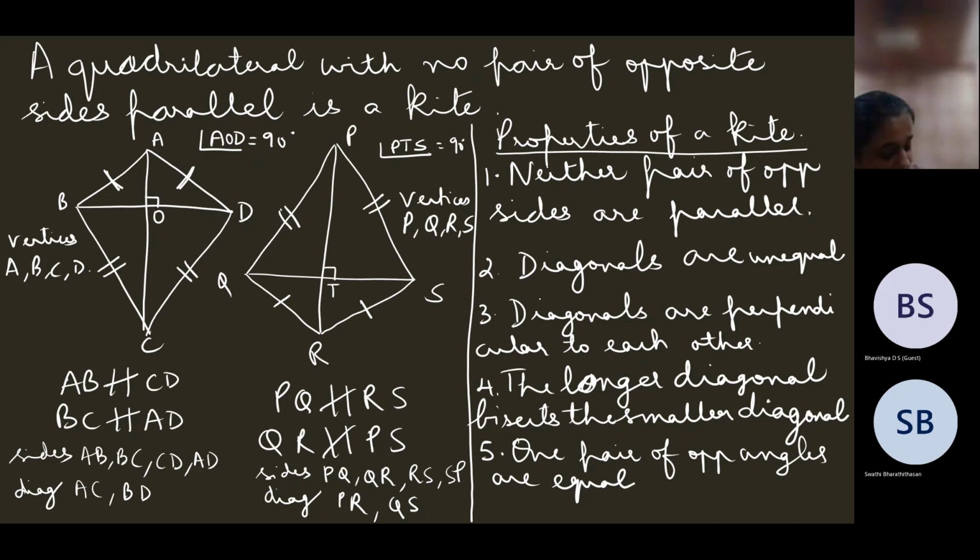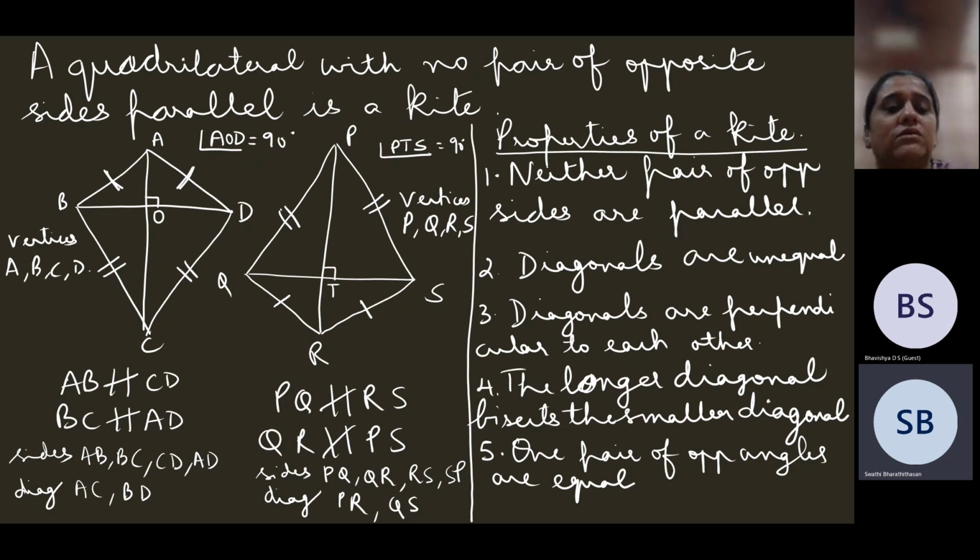Read the fourth property. The longer diagonal bisects the smaller diagonal, ma'am. So what do you understand from that? Ma'am, for example, in the first figure, AC is the longer diagonal. It bisects BD into two equal halves, BO and OD. So the lengths of BO and OD will be the same. Is AO equal to OC? No, ma'am, that's not possible. It will not be equal.